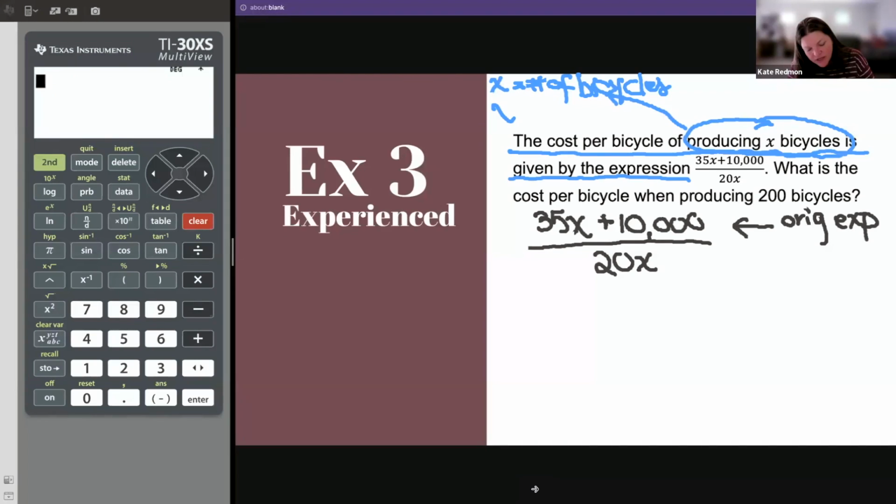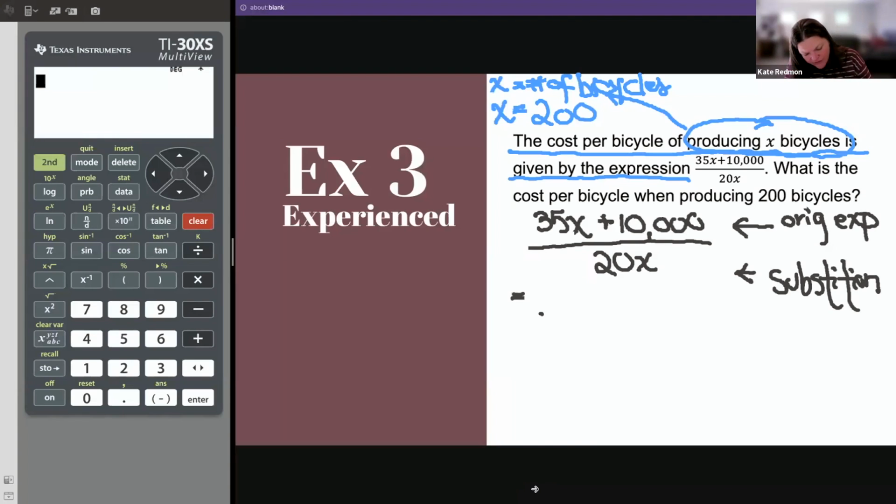So they might have told me in English instead of in math, but basically they said X is the number of bicycles you're producing. You're producing 200 bicycles, so X is 200. So now that we have a known value, let's do our substitution step. Let's trade out the variable X for its known value.